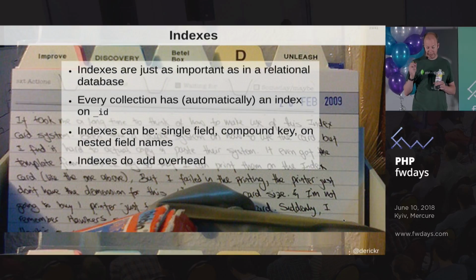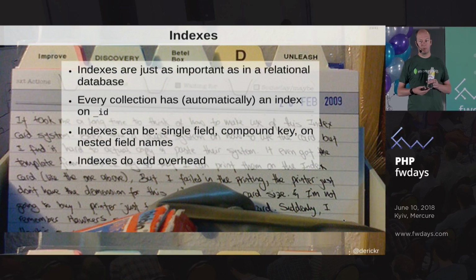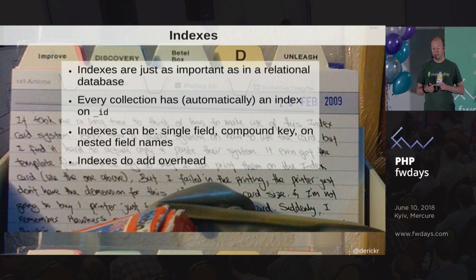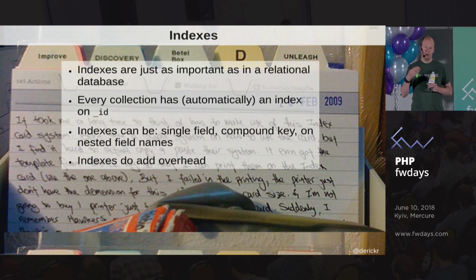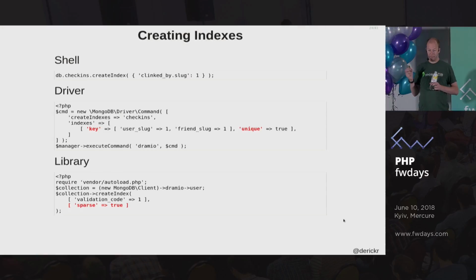All right, so a little bit about indexes. I've already said they're just as important as in relational databases. There's always a default one on _id. They can be set on single fields, compound keys, like you'd expect from a relational database, or on these nested fields, like you remember the attributes.h from an earlier slide. But as usual, indexes also add overhead, right? If you create more indexes, they need to be updated when you insert, delete, or update a document.